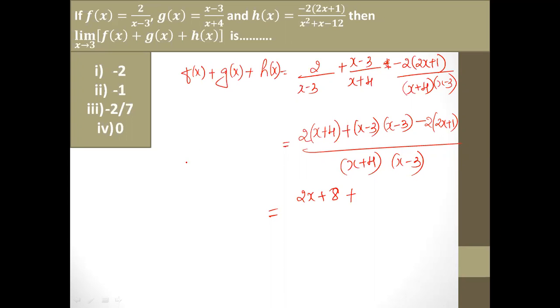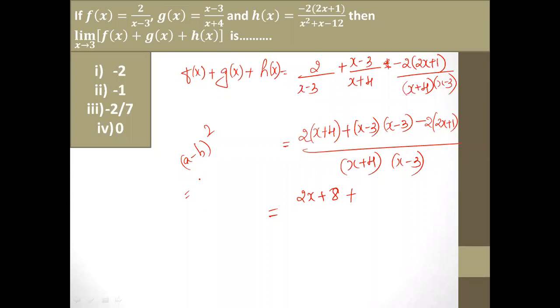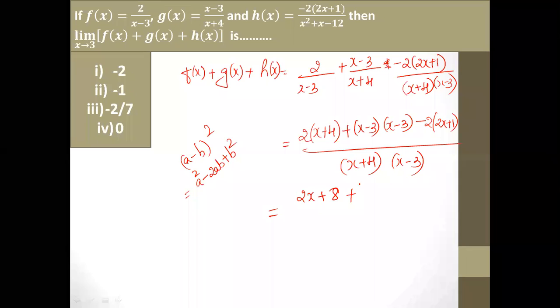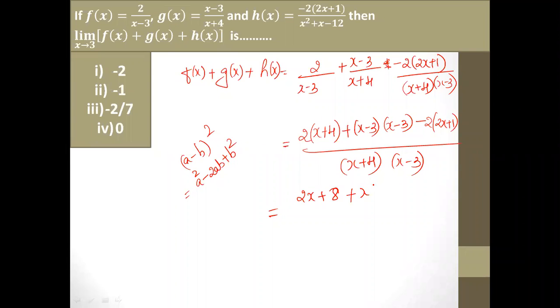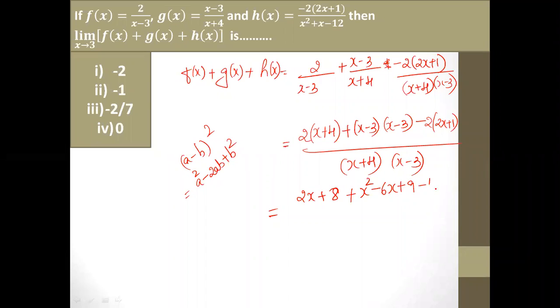What is a minus b whole square? Yes, good Subramanya. What is a minus b whole square? Subramanya has also got the answer. It is a square minus 2ab plus b square. Here a is x and b is 3. So I'll get x square minus 6x plus 9. Yes, good no Fatima. Very good. You have all got the answer, right? So it is 4x minus 2 divided by x plus 4 into x minus 3.